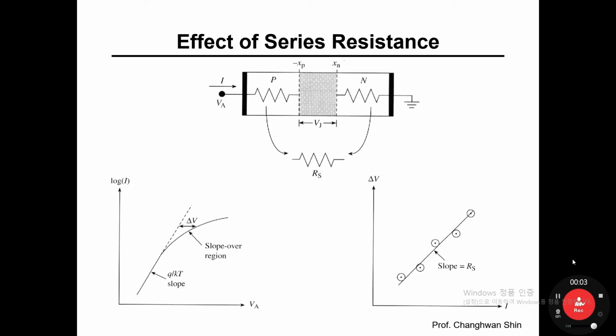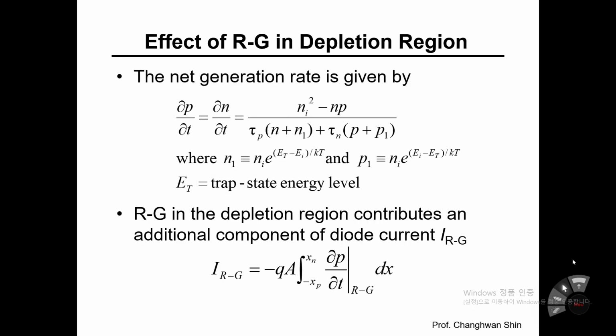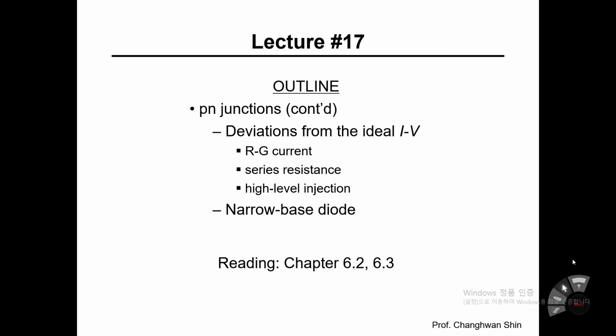Okay, so this week we are going to wrap up two more non-ideal effects in PN junction diode, which are the series resistance and high-level injection. Before moving forward, let's briefly review what we had learned last week. Going back to the first page of this lecture note, the main topic is the deviations from the ideal current voltage characteristic plot of PN junction diode.